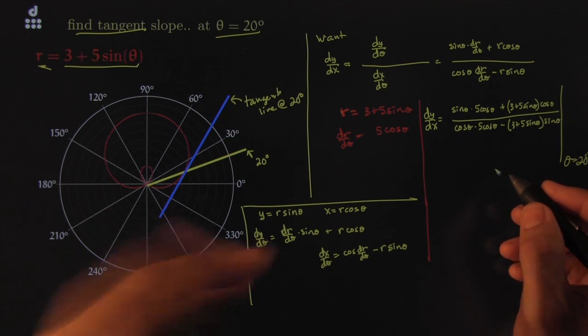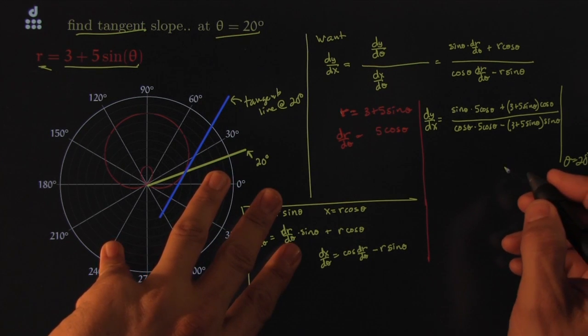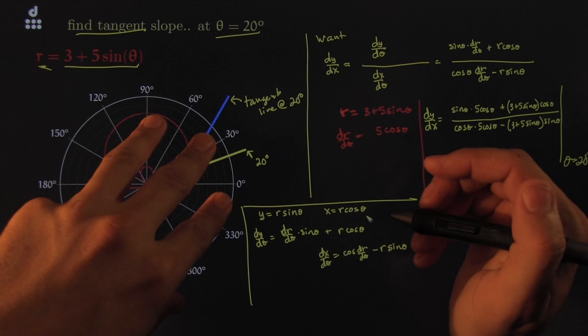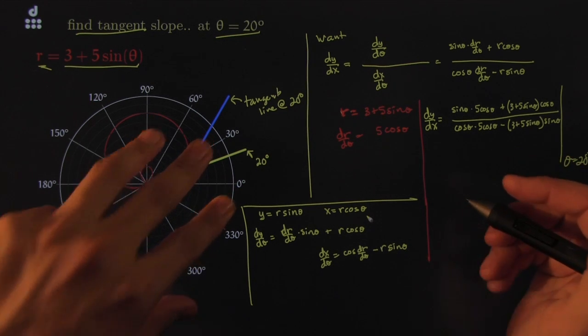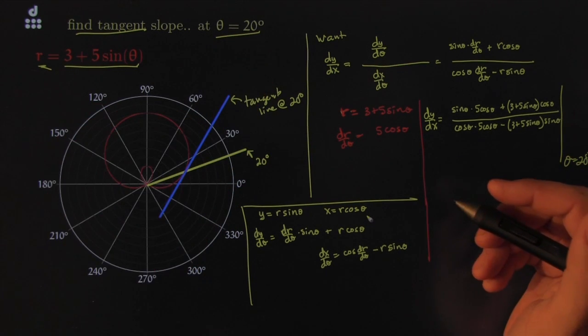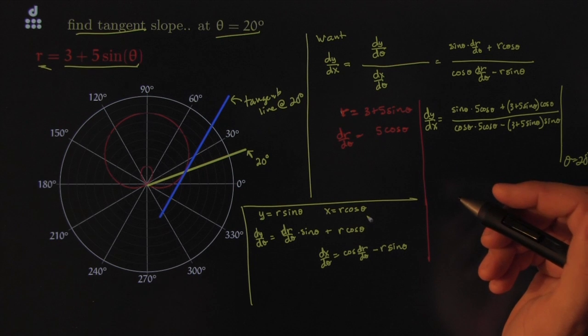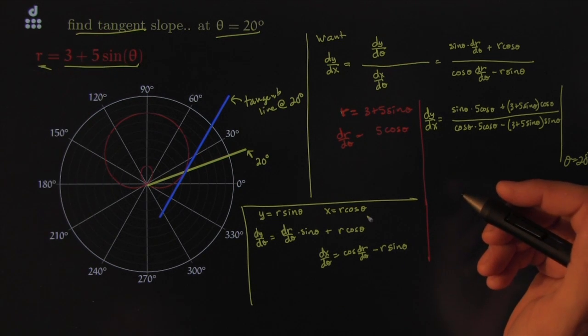So everywhere you see theta here, you would plug in 20 degrees. But that looks like a lot of grunt work. I'm way too sexy for the grunt work. I'll let you guys do that. Alright, that's how you find tangent slopes, part 1. Come back and we'll do another example of finding tangent slopes, maybe.